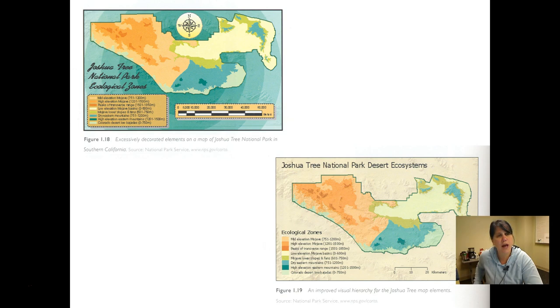So here we have the Joshua Tree National Park Ecological Zones. And the map at the top is using many, many different decorative design elements, and it is just completely over-stylized. For example, you can see that it has a background, and that background doesn't really help make the main map pop. You actually kind of get drawn into the background almost first, because it's kind of interesting. So that is something that is probably a little bit too much.